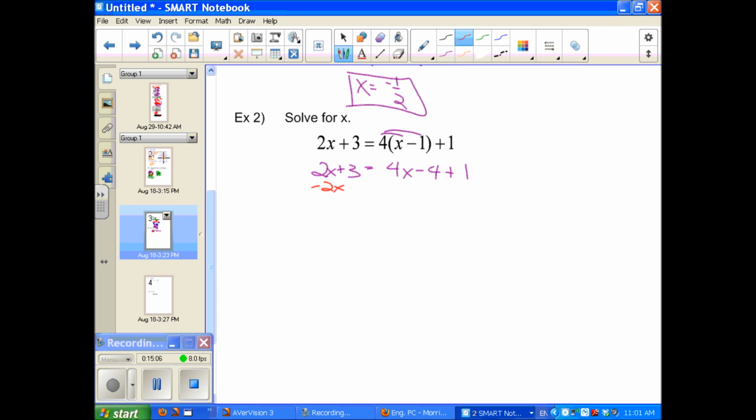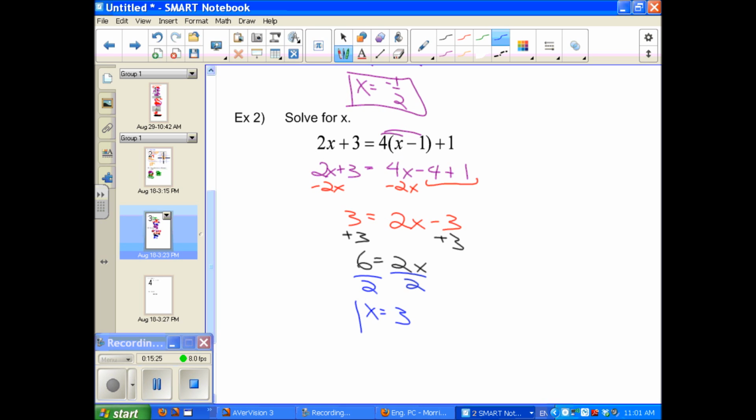Okay. So now I got 3 equals what? 2 equals 4x minus 4. 2x. Can I put these together? Yeah, see, this was something. Now what? Add 3. Okay, pretty easy. Lots of algebra.